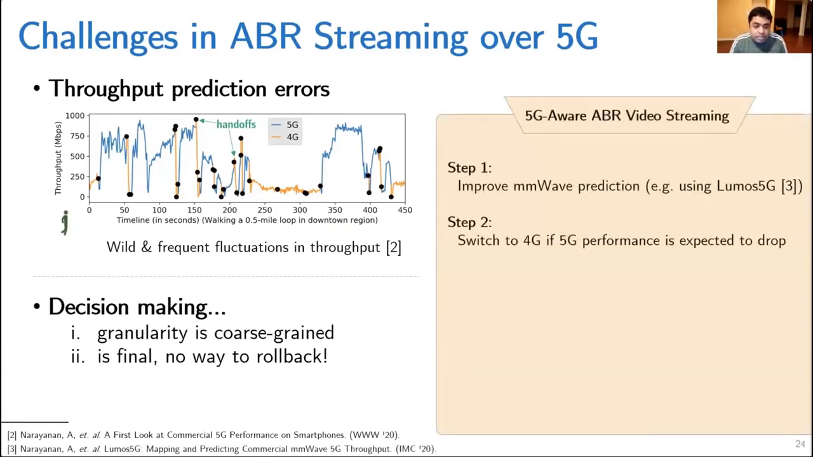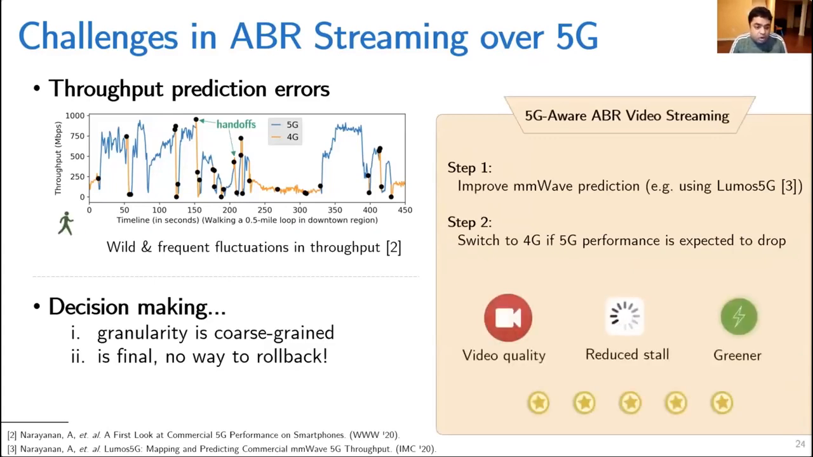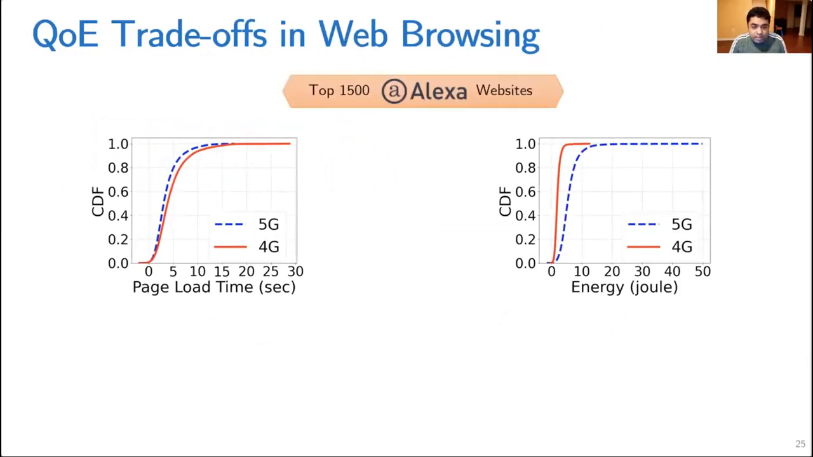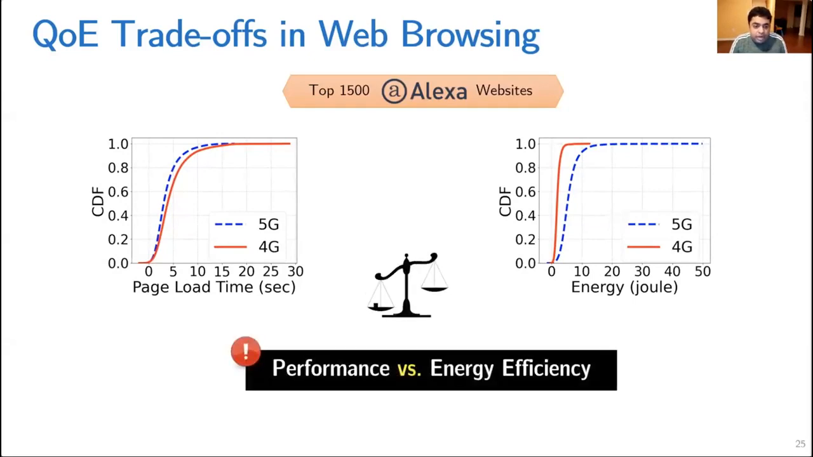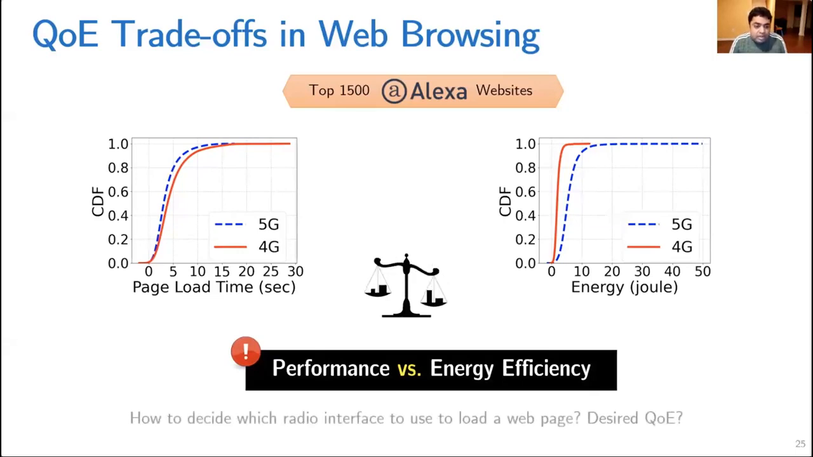In the paper, we propose a simple 5G-aware interface selection scheme for video streaming that can help reduce the stall time without significant loss in quality and at the same time improve energy efficiency. Next, we also consider web browsing as a case study to understand performance versus energy efficiency trade-offs between 4G and millimeter wave 5G. We find that 5G provides marginally better performance. 4G, on the other hand, uses much less power. Therefore, depending upon the radio band and technology, we indeed find a trade-off between performance and energy efficiency. However, challenges lie in deciding which interface to use to load a web page. This might be driven by the desired QoE. More details on this with simple models can be found in the paper.